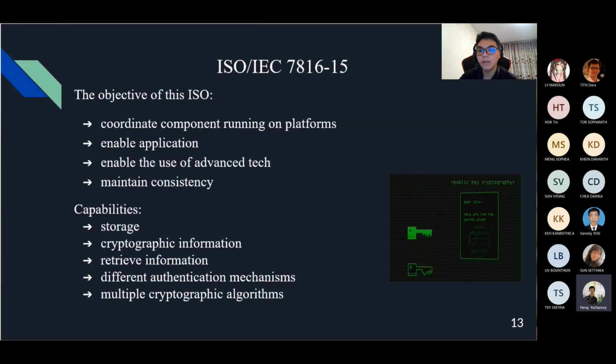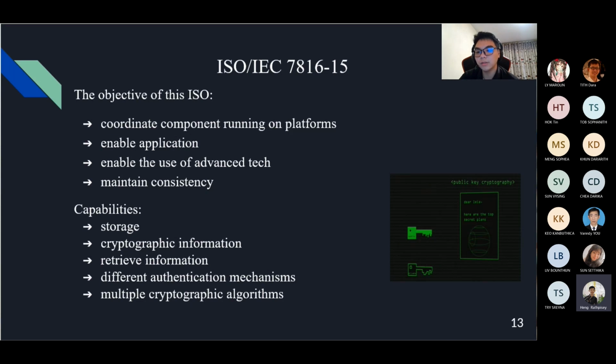The ISO 7816 Part 15. This application contains information on cryptographic functionality. It also defines a common syntax and format of the cryptographic information and mechanism. It also coordinates the components running on various platforms, enabling applications in the outside world to take advantage of the products and components from multiple manufacturers, enabling the use of advanced technology without rewriting the application level software, and it maintains consistency with existing related standards while expanding where it is needed.